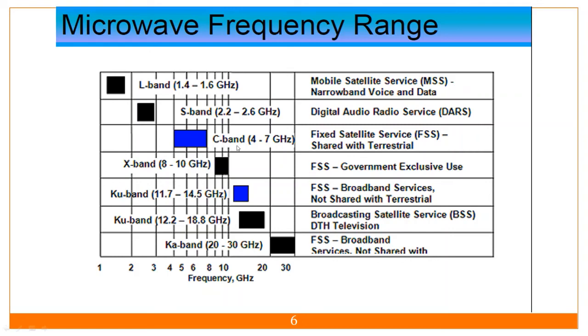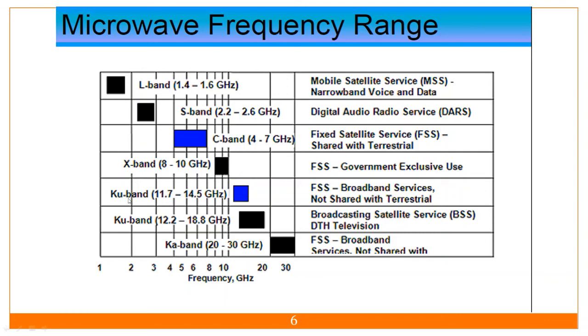Then the C band is 4 to 7 gigahertz. That is the fixed satellite services shared with the terrestrial. The satellite phones used in different terrestrial systems are using the C band, 4 to 7. These are not given for common people. Then the X band is 8 to 10 gigahertz, the fixed satellite services that are for government exclusive use. Whatever the government is using, those are FSS frequencies.